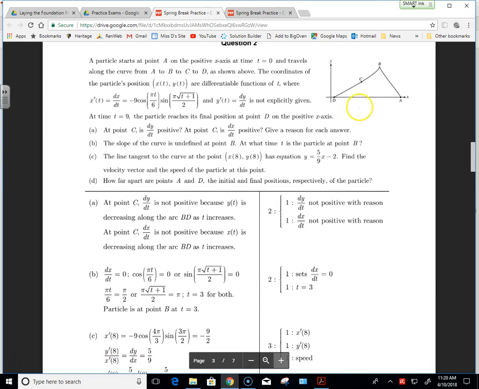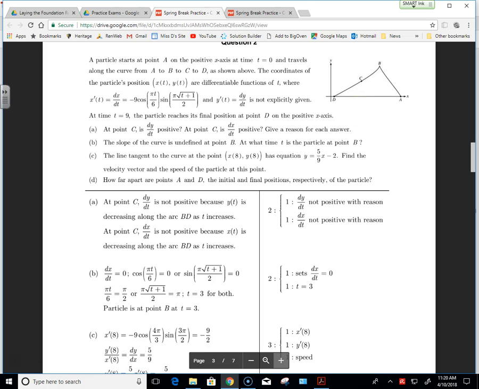Context of 2, parametric motion, yeah? Right? Context of 2, parametric motion. Yes, they gave us a graph, but they also gave us expressions. An expression for x prime and notation for y prime. That's lame.